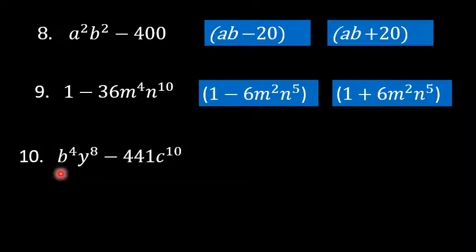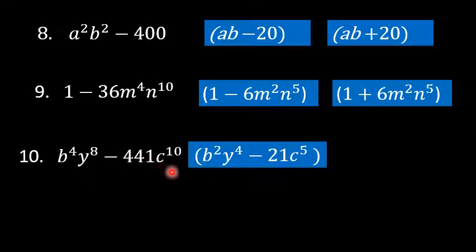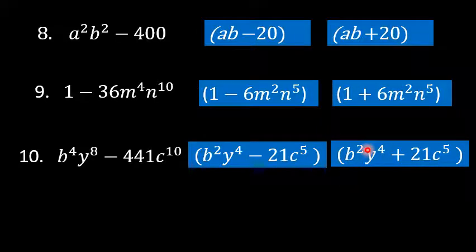Number 10. B raised to 4, y raised to 8, minus 441 c raised to 10. Oh my gosh, 441. You can do that. Okay, let's go to the b and y first. Okay, and for this one also. Quantity b raised to 2, because this is 4. Half of the 4 is 2. And y raised to 4. Half of 8 is 4. 441, that is 21 and 21. 21 times 21. So 21c raised to 5. Raised to 5 because it's 10. Half of 10 is 5. The other one, quantity b raised to 2, y raised to 4 plus 21, c raised to 5.